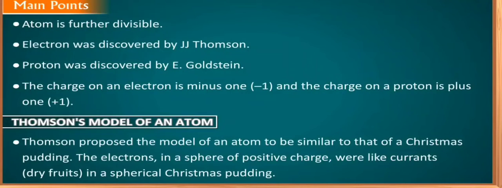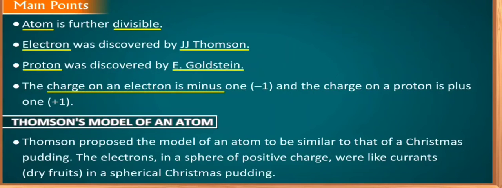Now let's revise the main points of this module. We learned that atom is further divisible. Who discovered electron? J.J. Thomson. Electron was discovered by J.J. Thomson. And who discovered proton? Proton was discovered by E. Goldstein. We also learnt that the charge on an electron is -1 and the charge on a proton is +1.